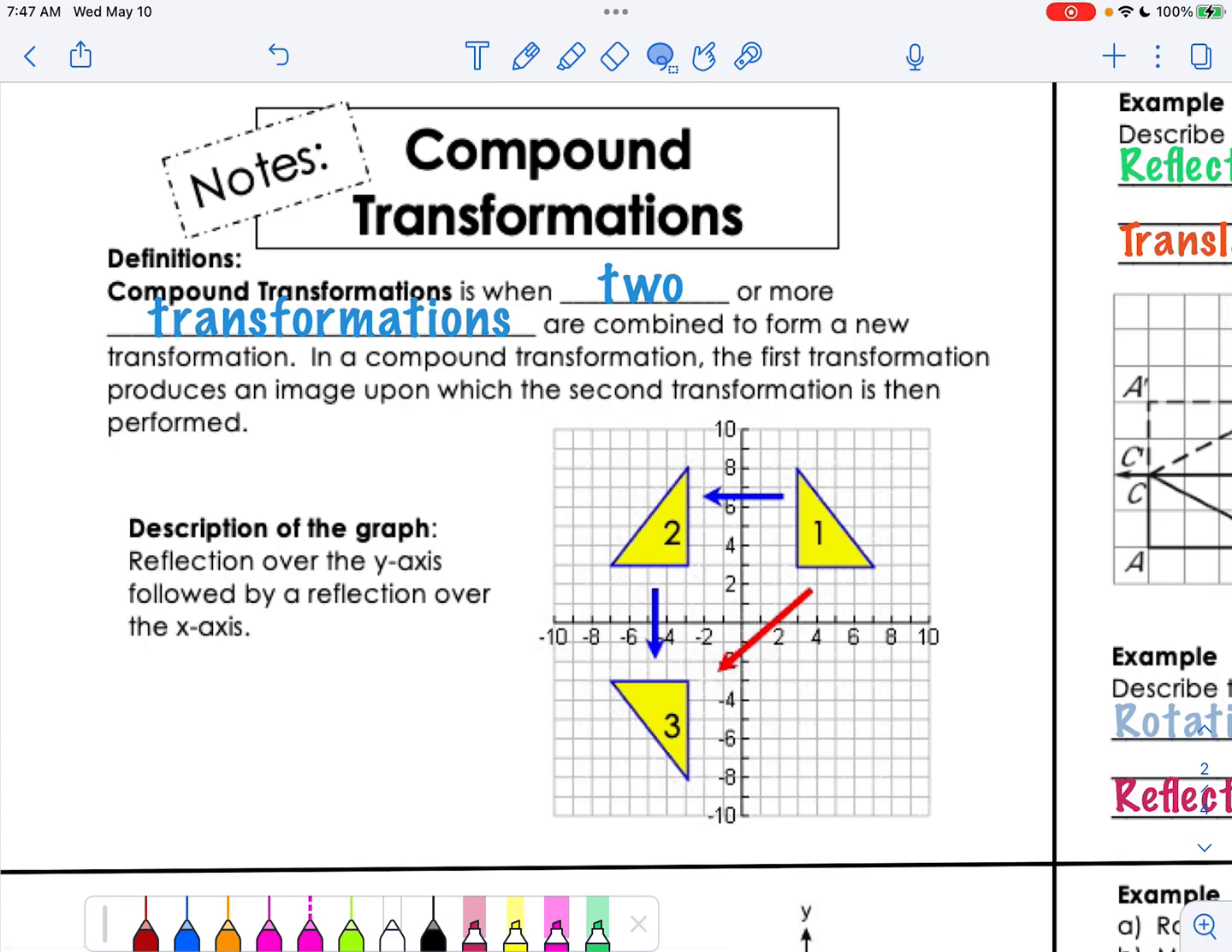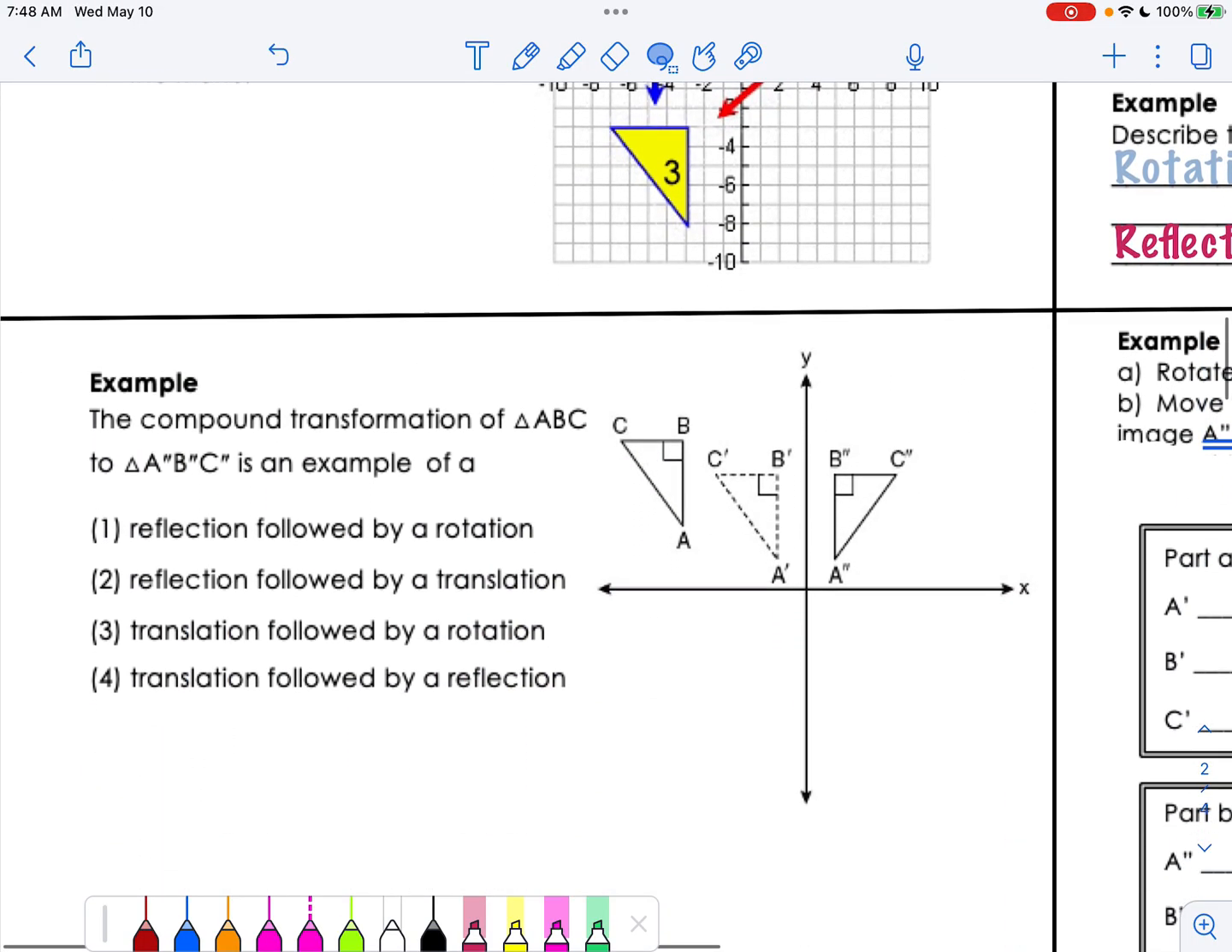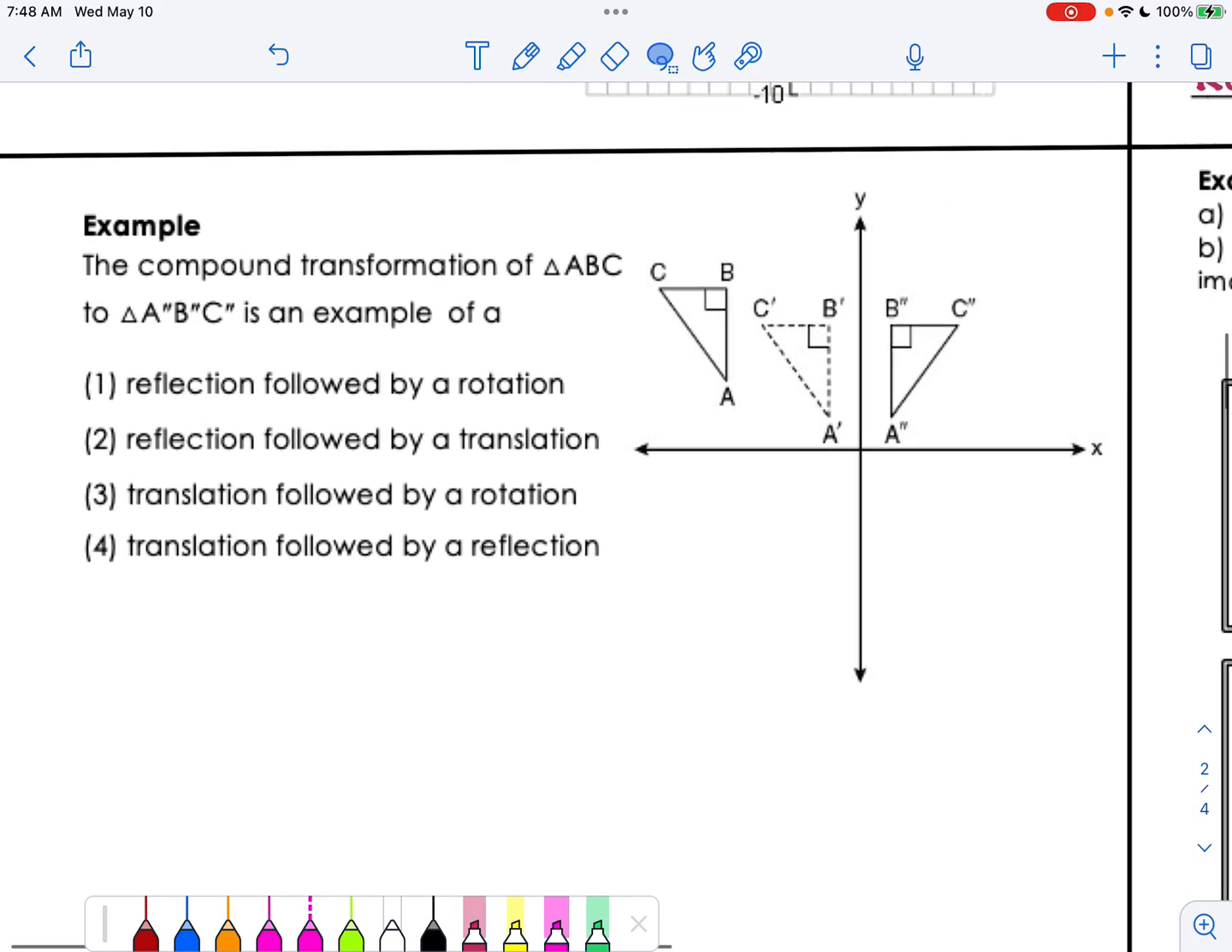The last thing we're going to do with these transformations is compound transformations, which is nothing new. It is basically just doing two or more transformations back to back. So we might rotate something and then translate, or we'll reflect something and then dilate it. It is very important that when we are doing compound transformations, we are keeping track of which one is which.